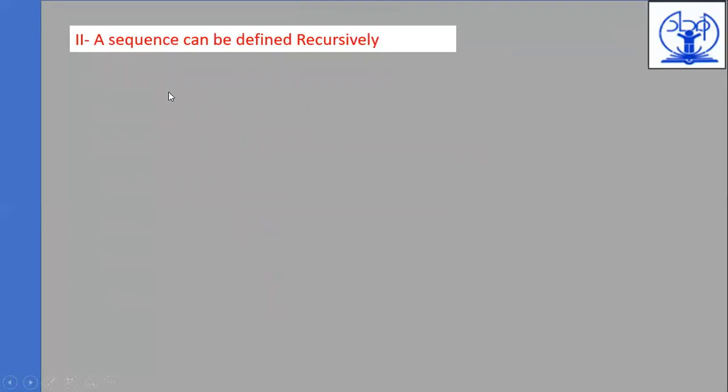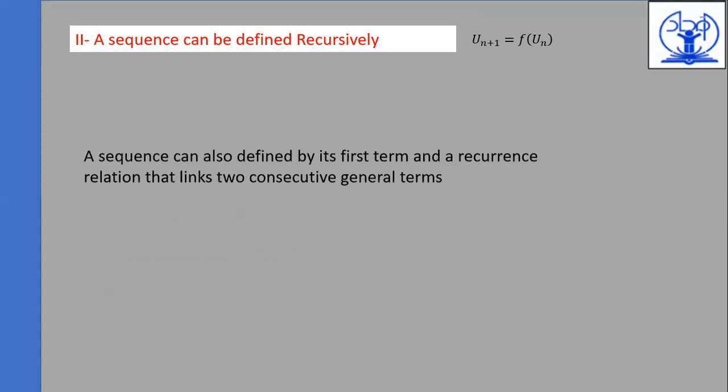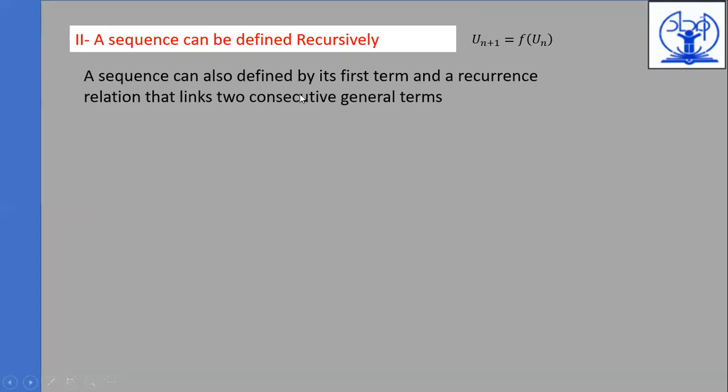But a sequence may be defined in another way. A sequence can be defined recursively. What does that mean? A recursive sequence means that the sequence is defined by a relation between the consecutive terms, like un and un plus 1. So you define a term in terms of the other term, usually the previous term. But here you need to know at least one of the terms, usually the first term. A sequence can also be defined by its first term and a recursive relation that links two consecutive general terms.